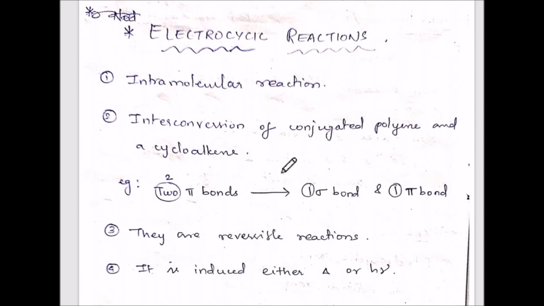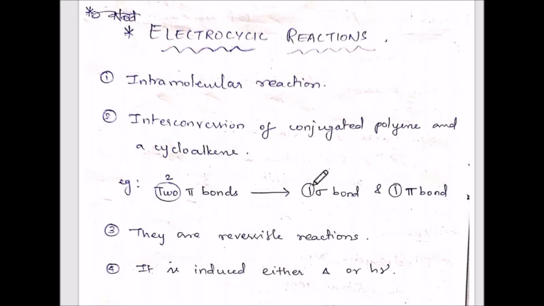So these are some points to understand the definition for this. It is an intramolecular reaction, number 1. It involves interconversion of a conjugated polyene and a cycloalkene. Conjugated polyene represents it has 2 or more double bonds. Suppose it has two pi bonds, that is a conjugated polyene, it will be converted into 1 sigma bond and 1 pi bond. That is, you are resulting in a cycloalkene, and it is a reversible reaction.